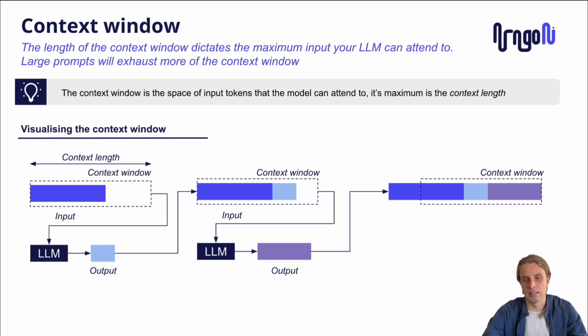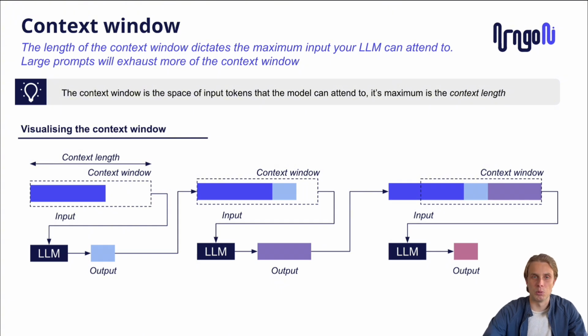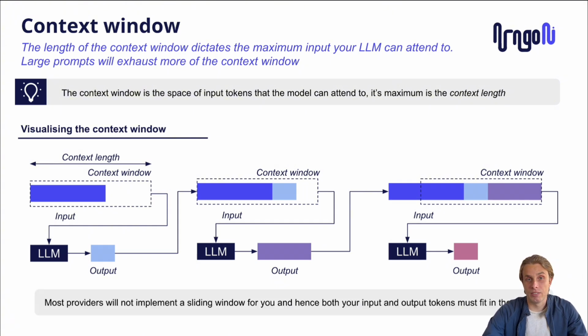So as you can see here, the dotted rectangle has effectively been slid to the right, and we've cut off some of the original input from our very first generation. We can now effectively pass this to the large language model again as input and get a new output. An important caveat here is that most providers, so for example, OpenAI, will not implement this sliding window for you.